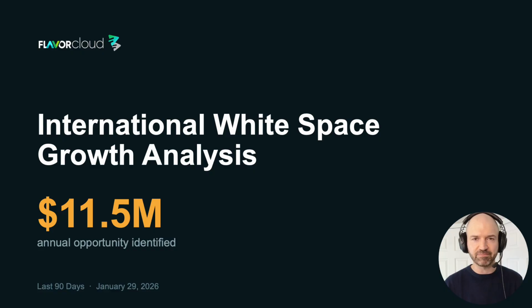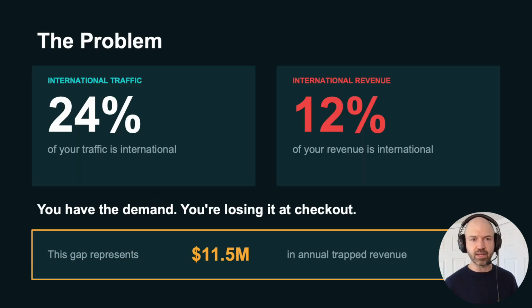Let's dive right in. So the first thing we'll look at is the gap between traffic and revenue. You can see that international traffic makes up 24% of your overall traffic, while international revenue only makes up about 12% of your overall revenue. FlavorCloud is able to calculate that represents about $11.5 million in annual revenue that you could be accessing.